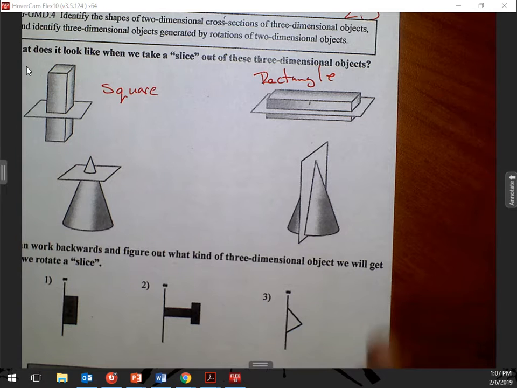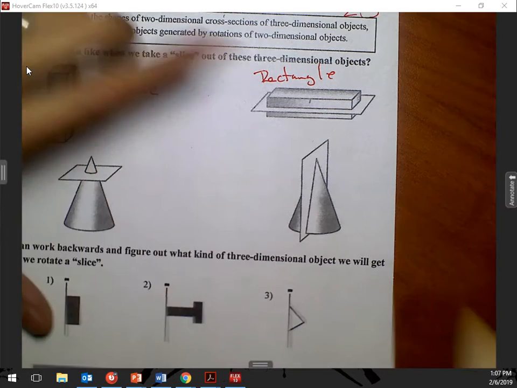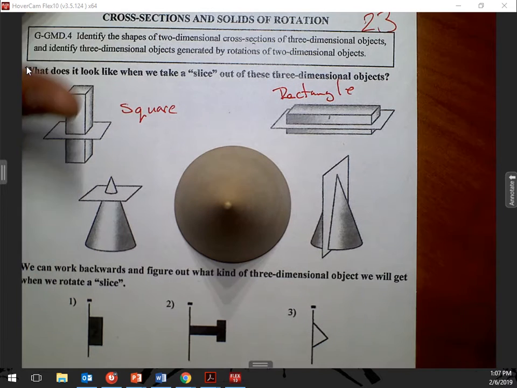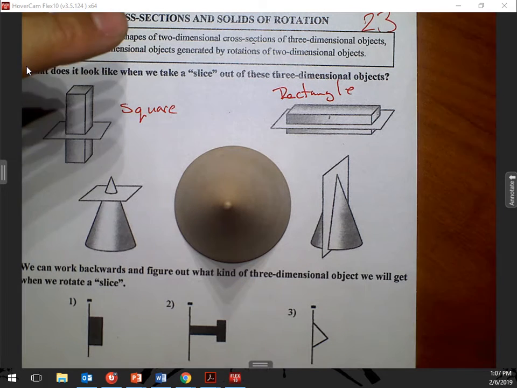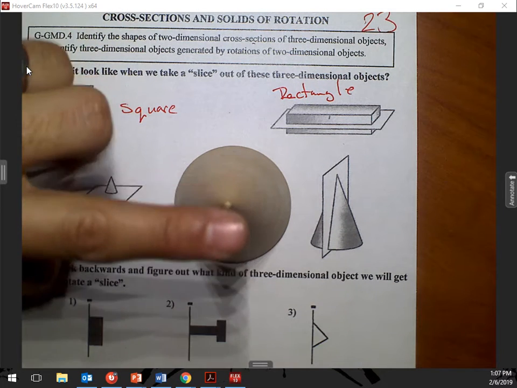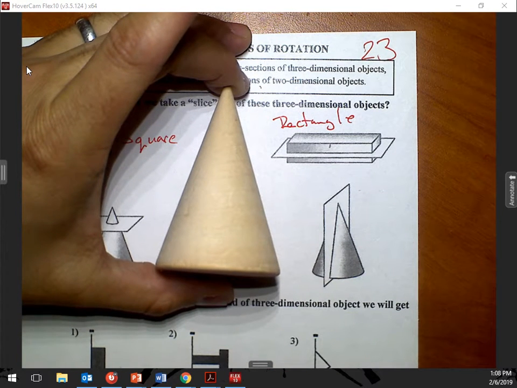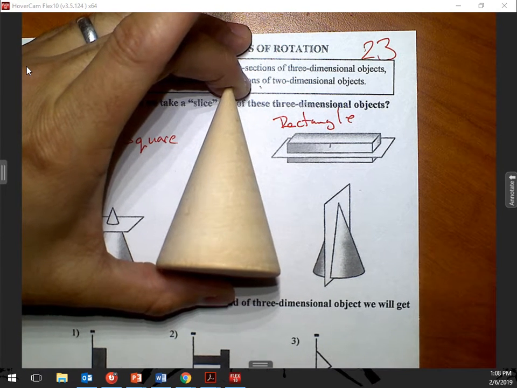Bam. You guys ready? Okay, now I'm going to take this and I'm going to chop it this way. And you guys are going to tell me what shape that makes. Okay? Watch. Wow. Triangle. There's my cross section. A triangle. That's just a triangle, isn't it?